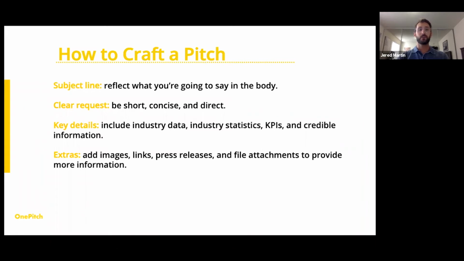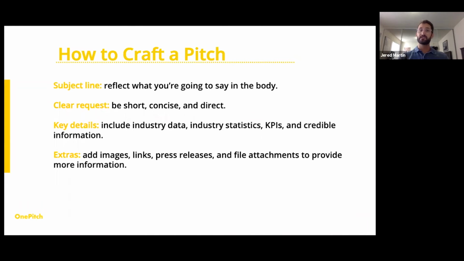So when you're crafting a pitch, you can almost think of this like an email, for example. You click that compose button, your window pops up. You've got a to field, you've got a CC and a BCC field, you've got your subject line, and then you've got the body of your information. So the subject line with a pitch would go into that subject line of your email.